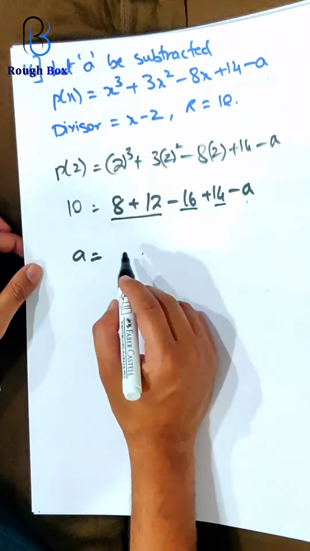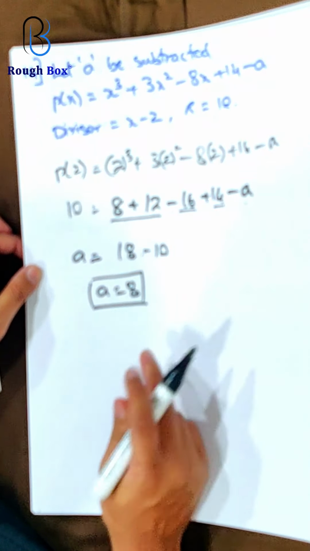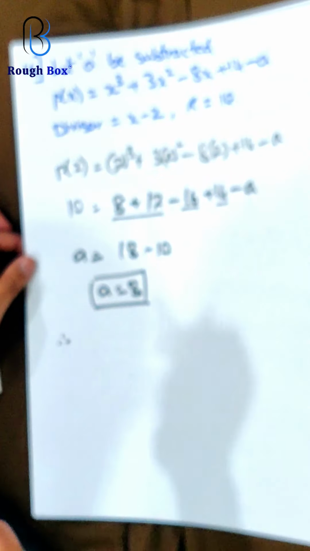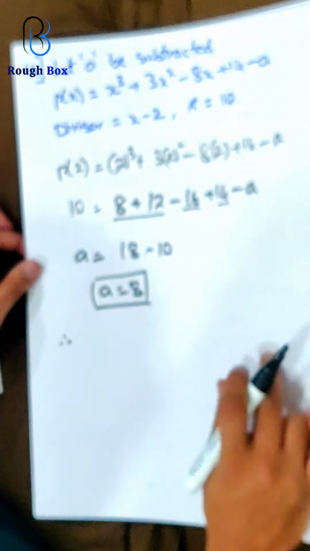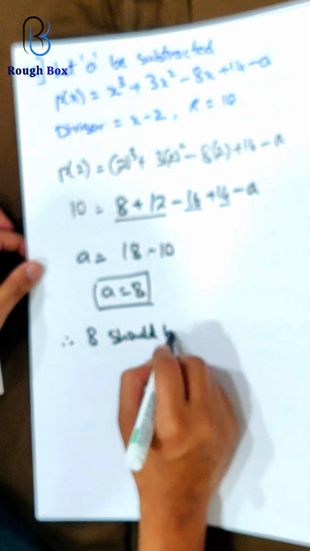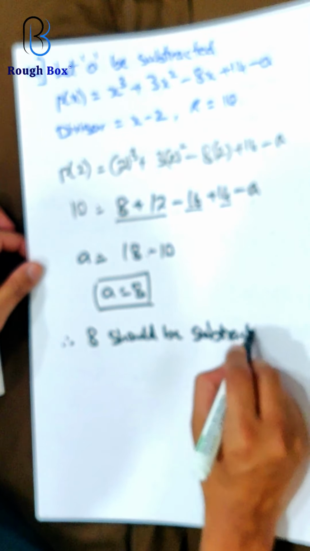So 8 plus 12, 20 minus 16, 4, 14, 18 and minus 10. So my answer to A should be 8. Don't give your answer here. You are expected to write the final step. We've deducted 1 mark in the boards if they are not writing this final step. Therefore, 8 should be subtracted is what your final answer should be.